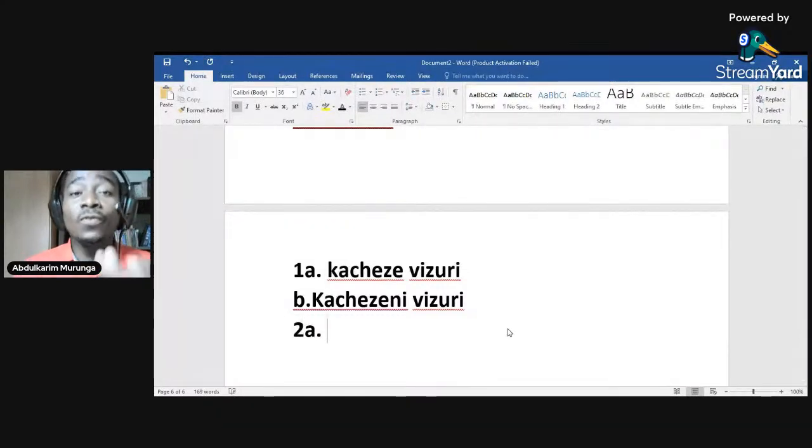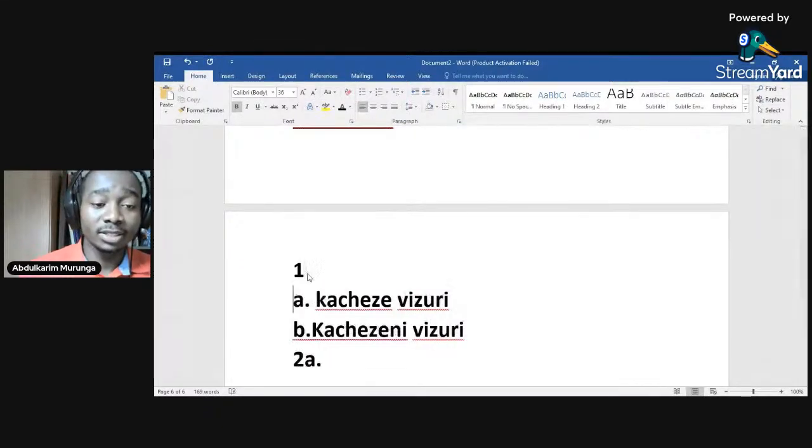You can say funga mlango. Funga mlango means close the door. Kafunge mlango. Kafunge mlango. So here I think I needed to add this.